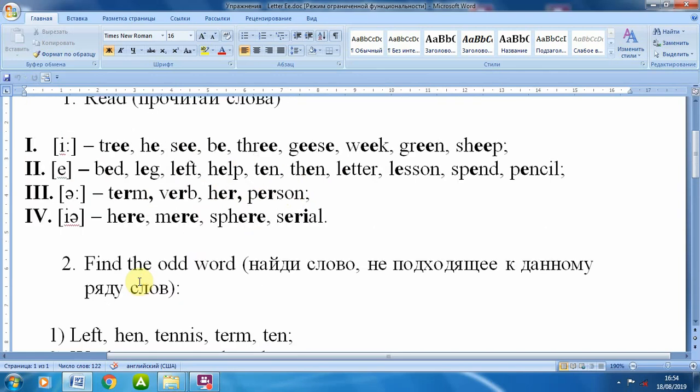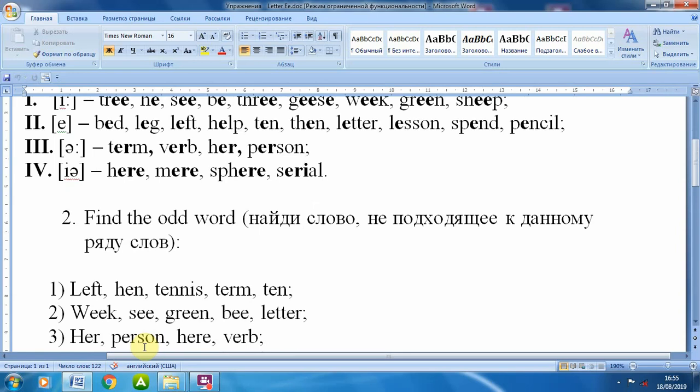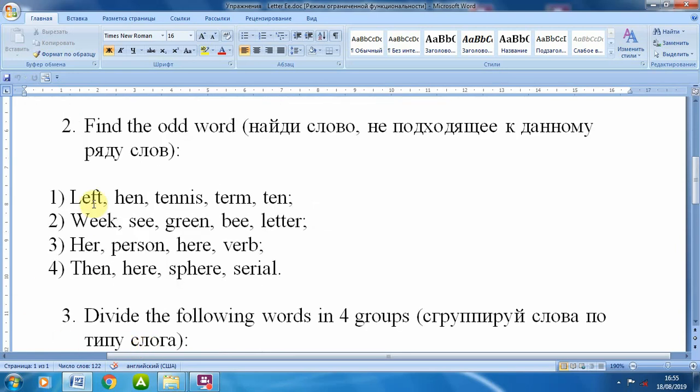So, if you don't understand, you can go back, pause and play, listen and repeat, then you can understand it. It's not so difficult. So let's do exercises, two exercises.